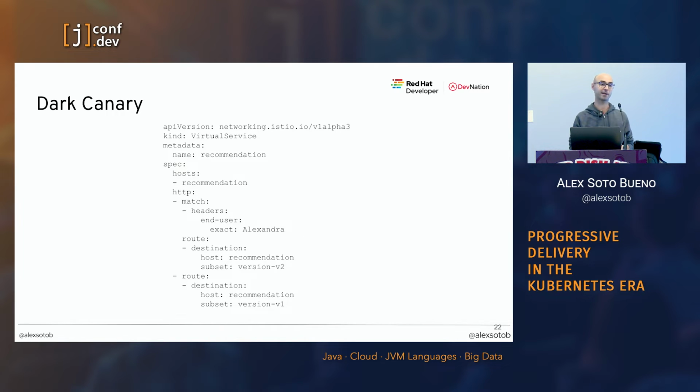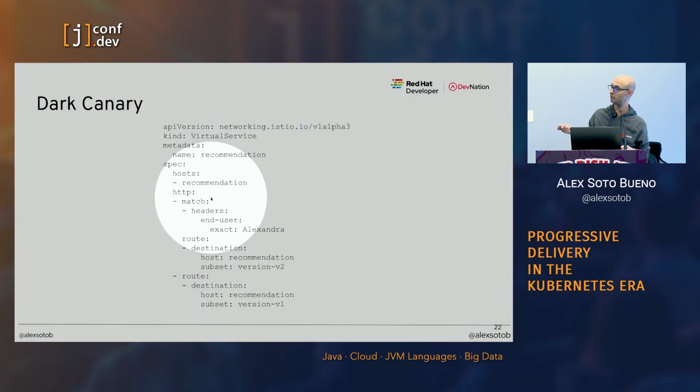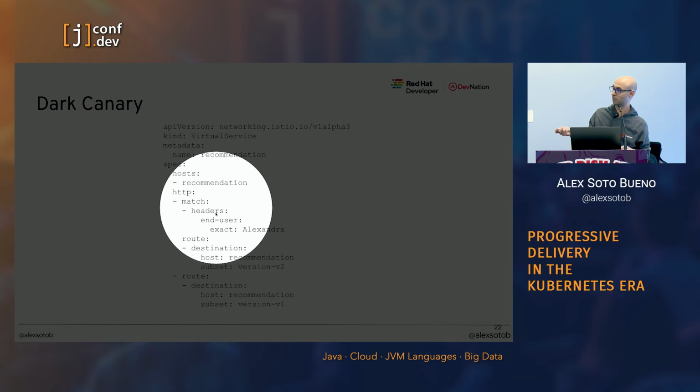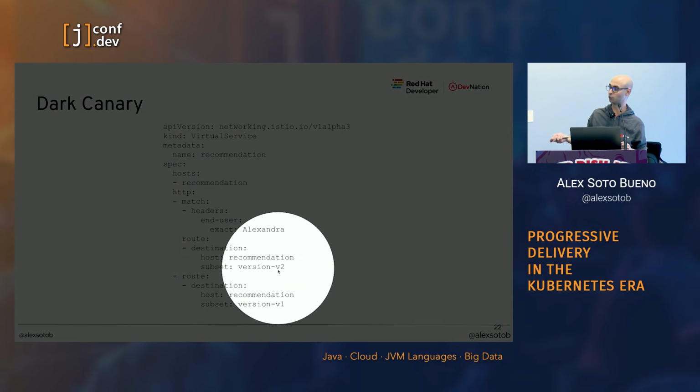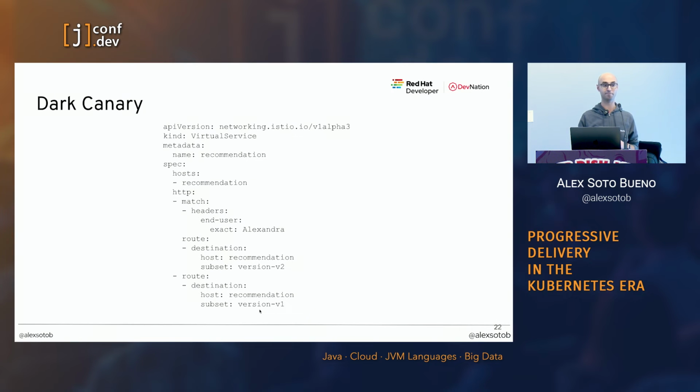How about a canary? Remember, a canary is when you want to send the message to one service or another, depending on a header. In this case, I'm saying, okay, I have the service recommendation. If there is a header named end user, which is exactly Alexandra, so I'm setting that if the user connecting to this service is Alexandra, move to version 2. If not, move to version 1. It's just a YAML file, super easy to implement, right? kubectl apply of this YAML, and it just works.